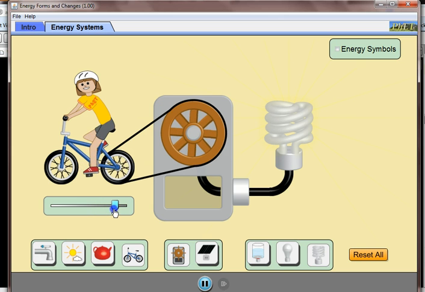And this is what they do every day. Everybody in the house does this for 30 minutes. And that is their way of staying healthy. They get the energy in the form of light.